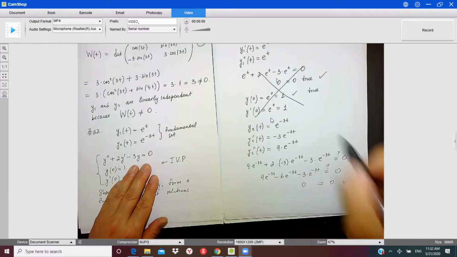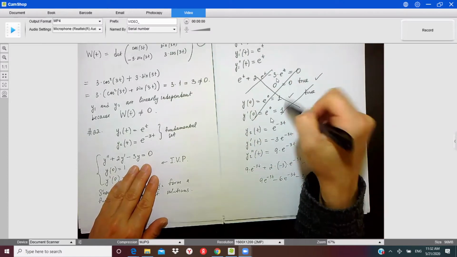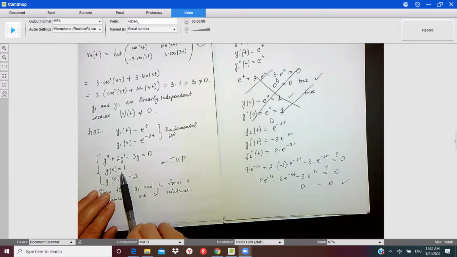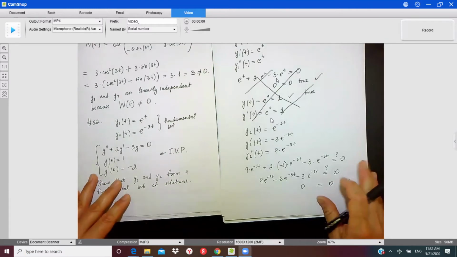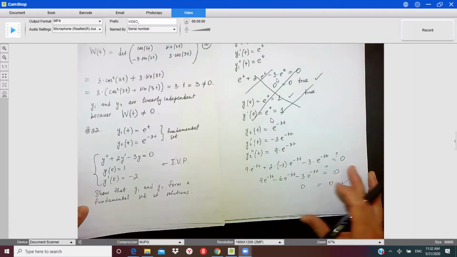So again, don't worry about this condition yet. y of 0 equals 1 and y prime of 0 equals -2. These will be used for when you find the general solution. Once you have your general solution, you use these two conditions to find C sub 1 and C sub 2. Okay? Are there any questions so far?